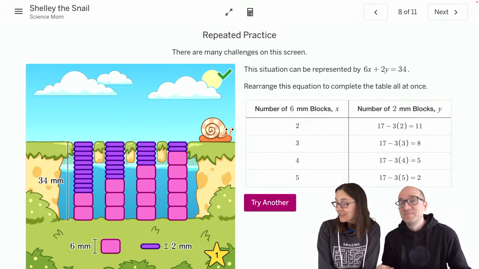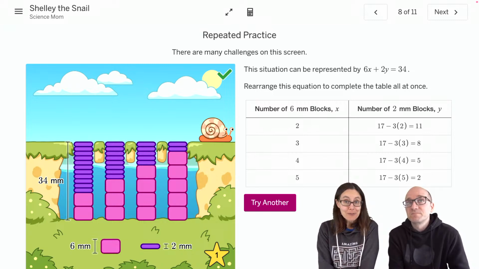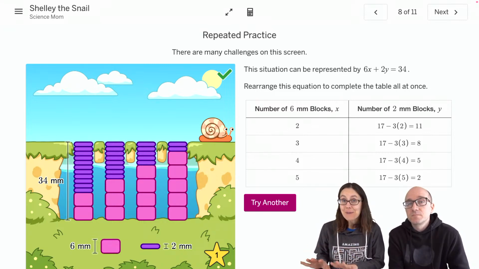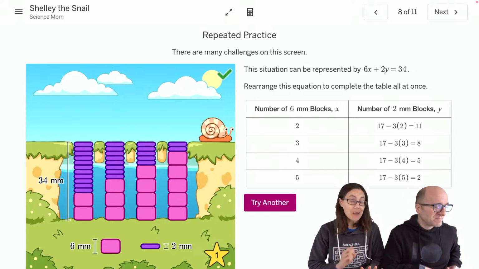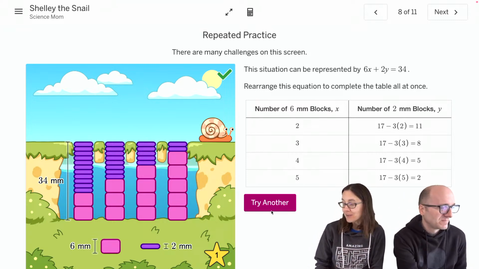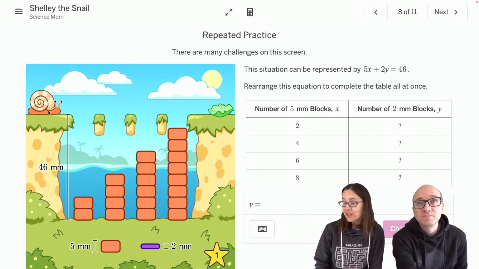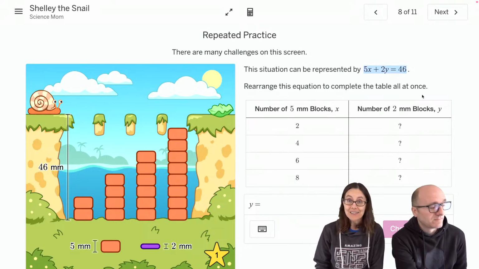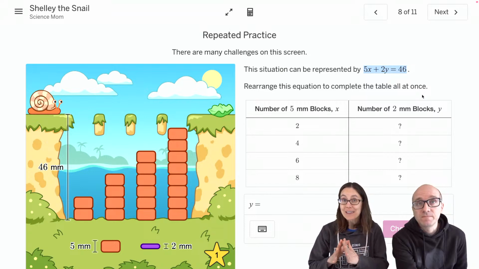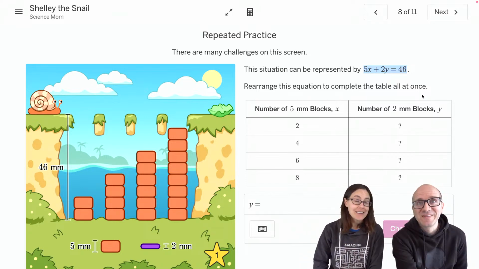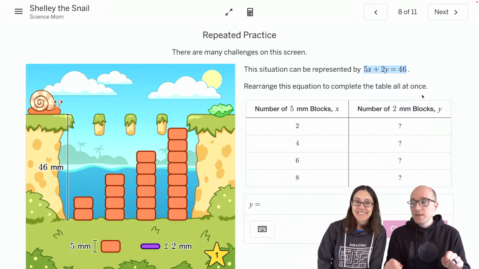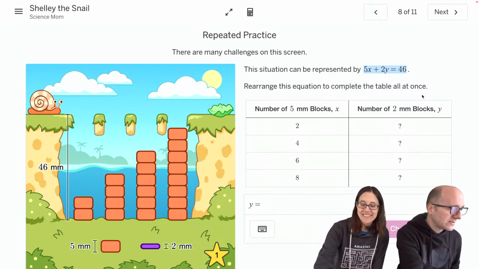These repeated challenges are a lot of fun. We're going to put several minutes on the clock so that you have time to do this practice. And remember, piece of paper and pencil. You're going to want to have that because when we hit try another, then Shelley is back with a different set of blocks and we have a new equation where we need to get it in its form where it's y equals and then everything else on the other side. All right, so thanks everybody for chiming in. Good luck. We'll give you 3 minutes. See what you can do in that time.